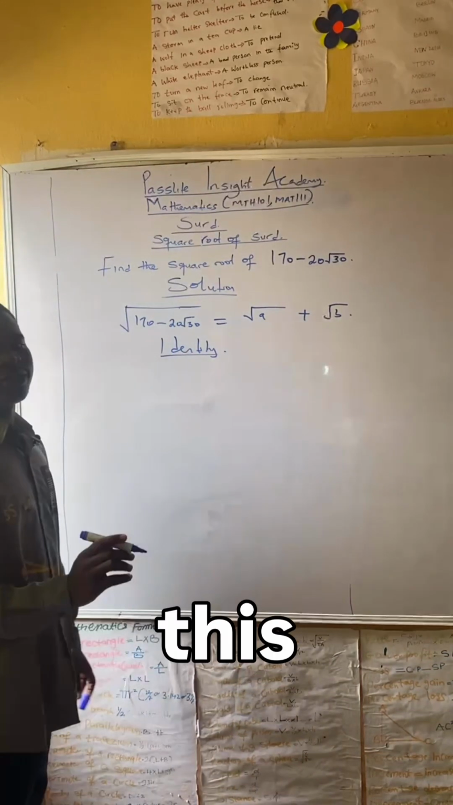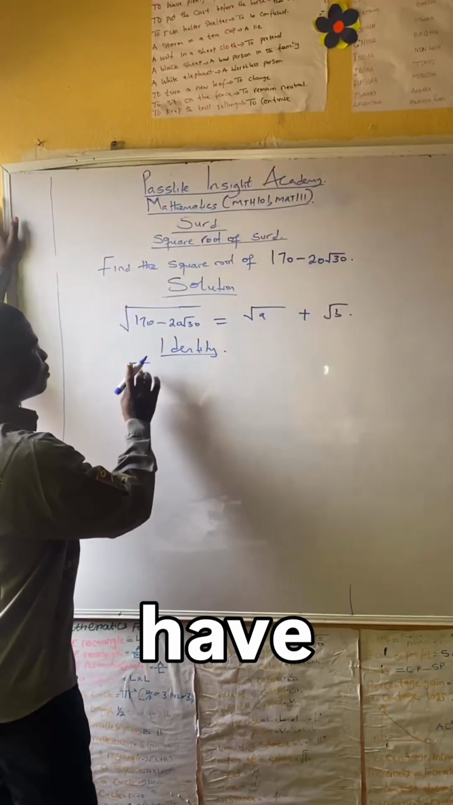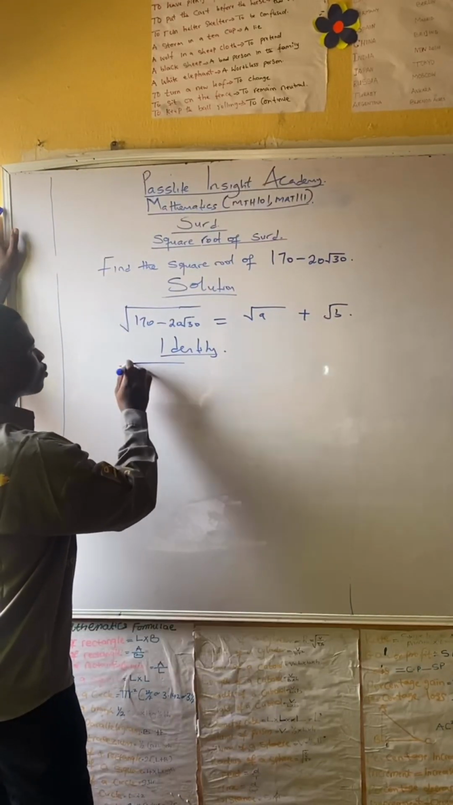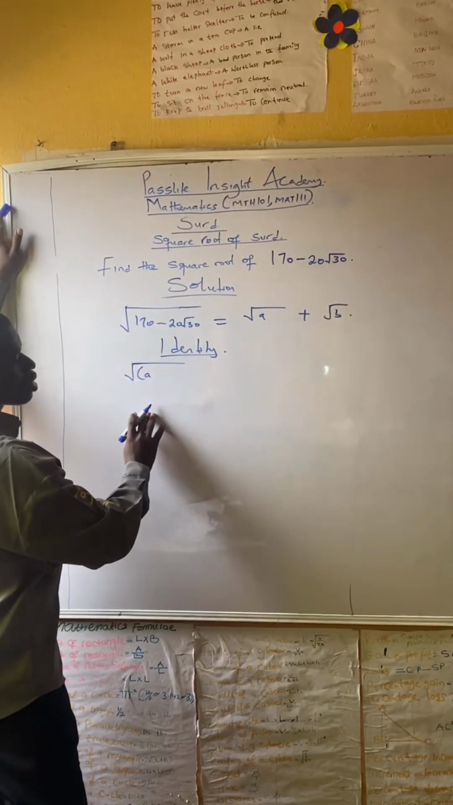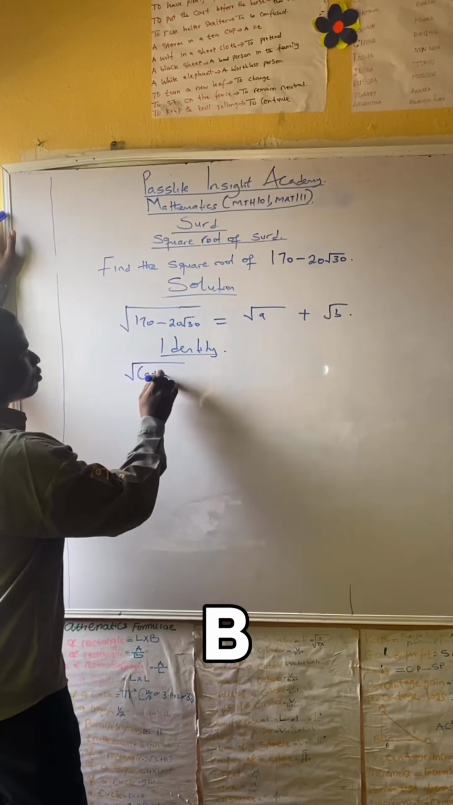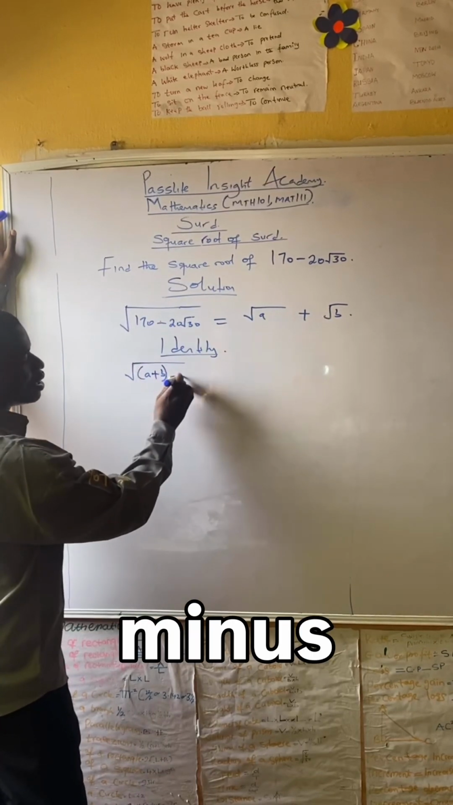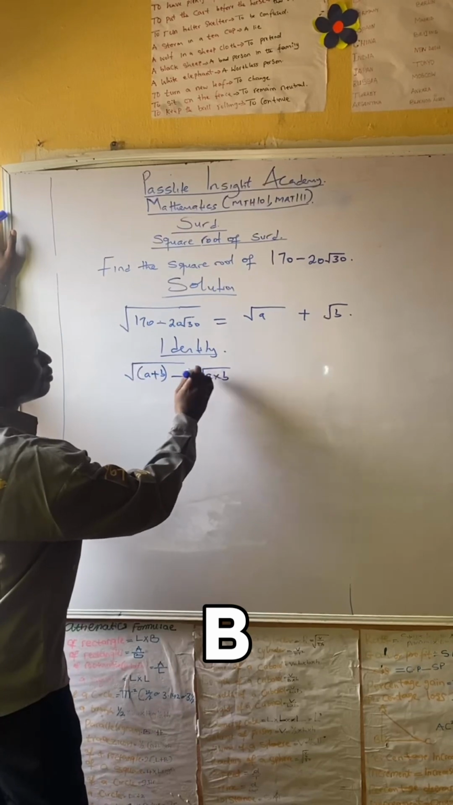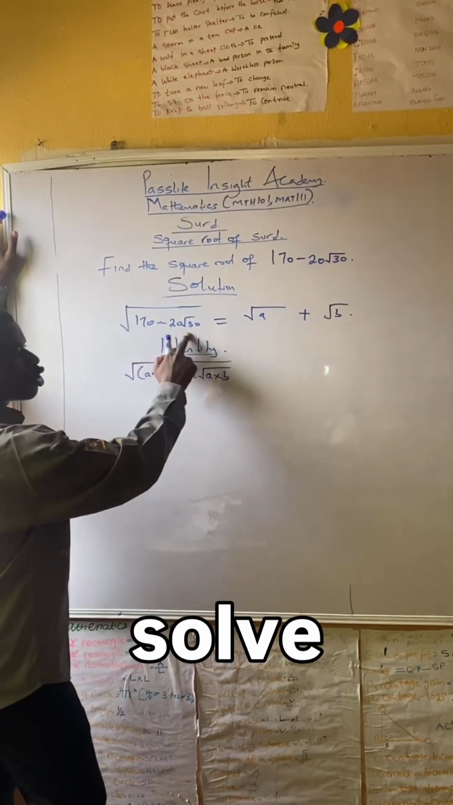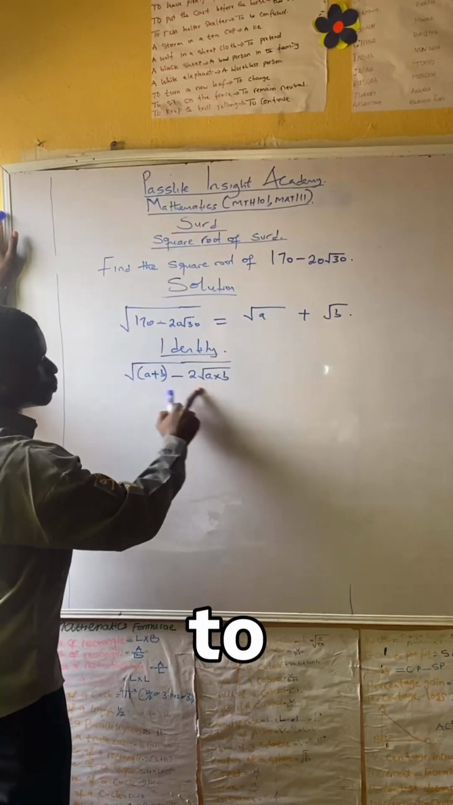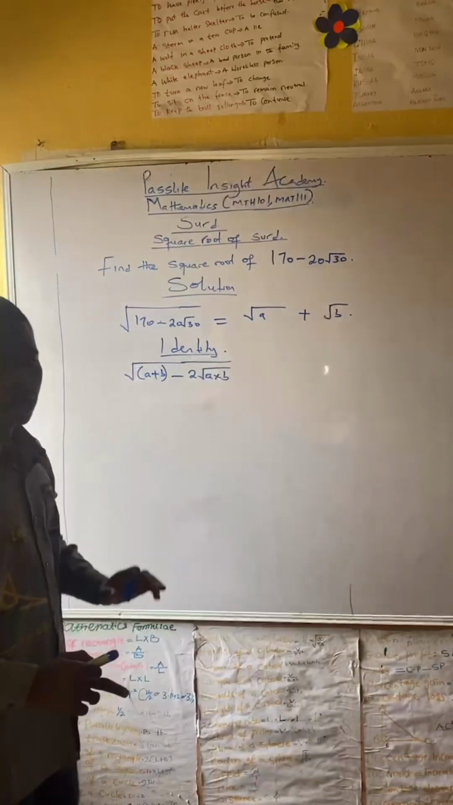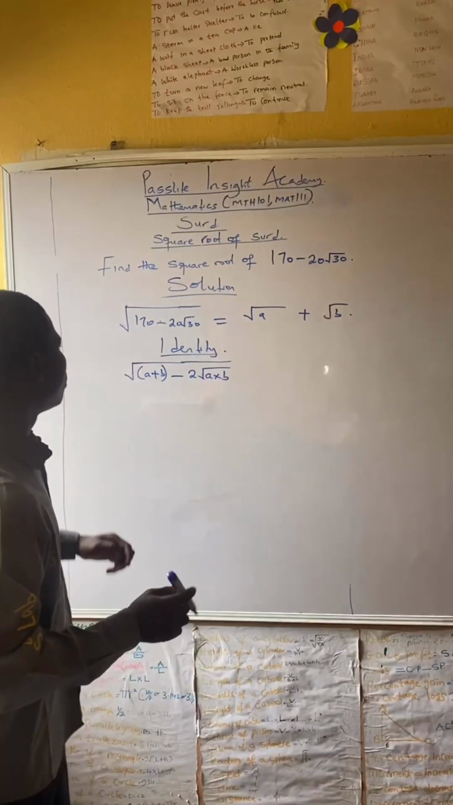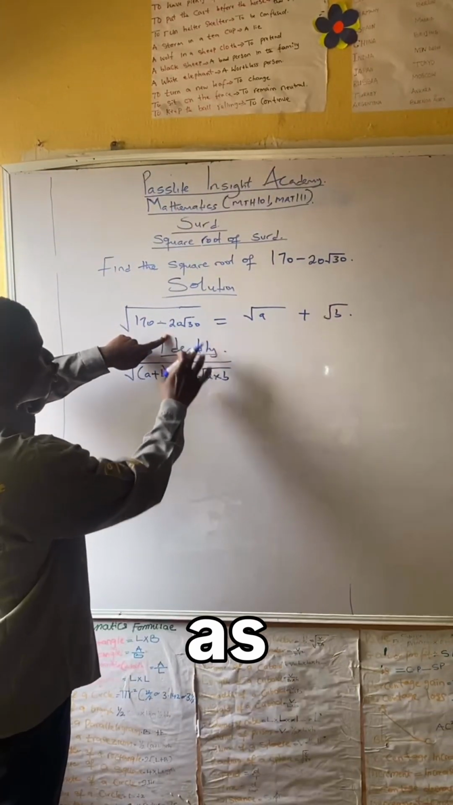The identity of surd is this. When you have the square root of A plus B, and this is minus, it will be minus 2 root A times B. So we simplify this to make an expression like this. That is what we want to do now. So let's see. I told you to make this 2 roots.